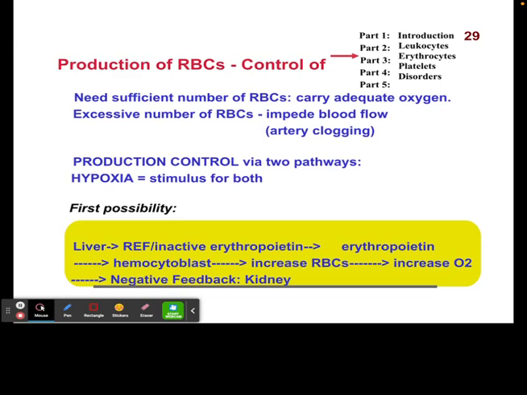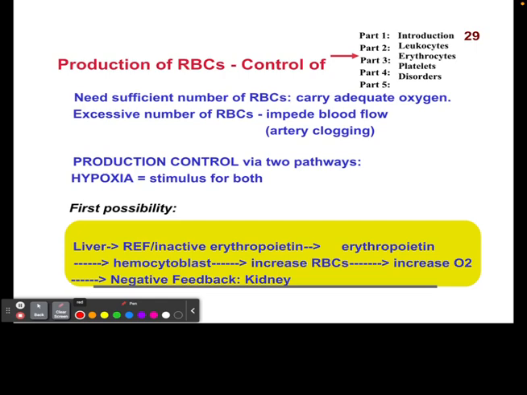And like I said earlier, what would be a situation where your body would want to create more red blood cells? An example could be right here: you need more oxygen to your body tissues. Again, red blood cells carry oxygen, so if you need more oxygen, one thing your body will do is create more red blood cells. So that's important.